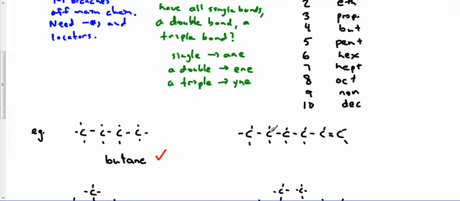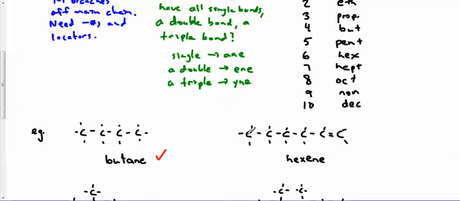I've got 1, 2, 3, 4, 5, 6 carbons in a row. My chart tells me that this is going to be a root with hex. I do see a double bond in here, so I'm going to be using the ending E-N-E. Now, the double bond is here. It's not here, or here, or here. It's here. It's in between the first carbon and the second carbon.